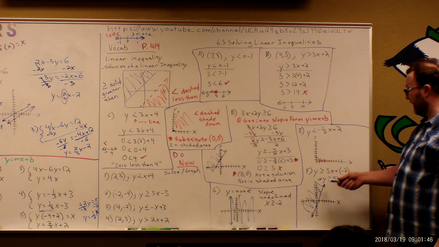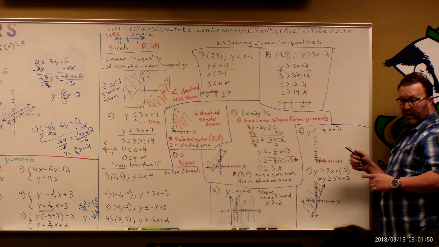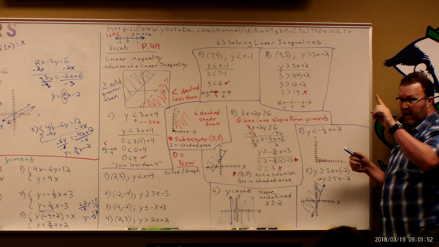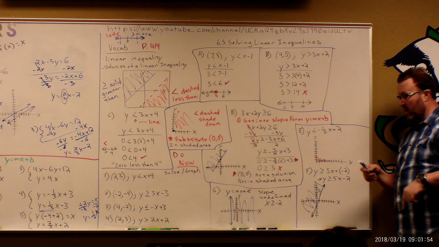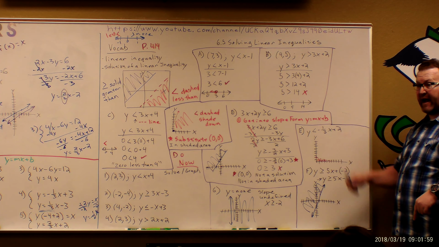All you have to remember is, you guys know how to graph, right? Graph it out. If it's greater than, it's being shaded up. Okay? If it's less than, it's being shaded down. If there's that little line underneath there, it's a solid line. If there's no line, it's dashed.